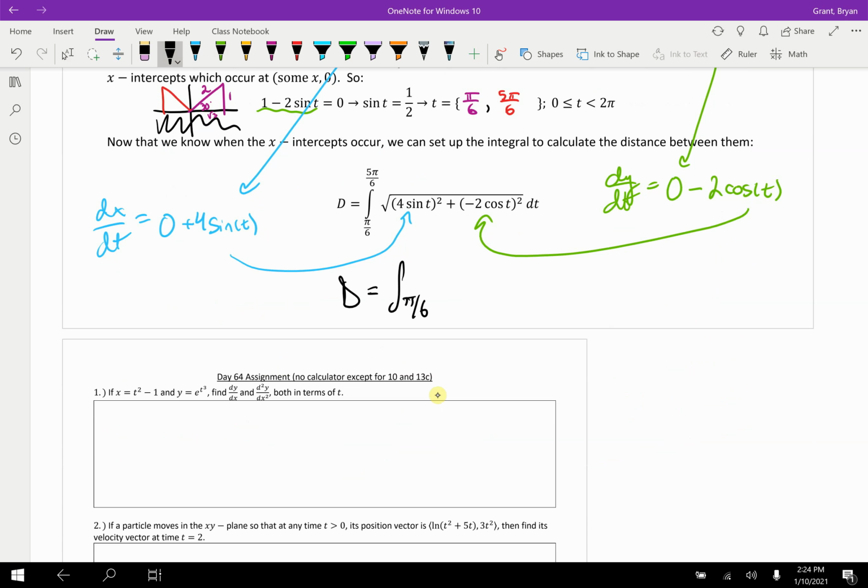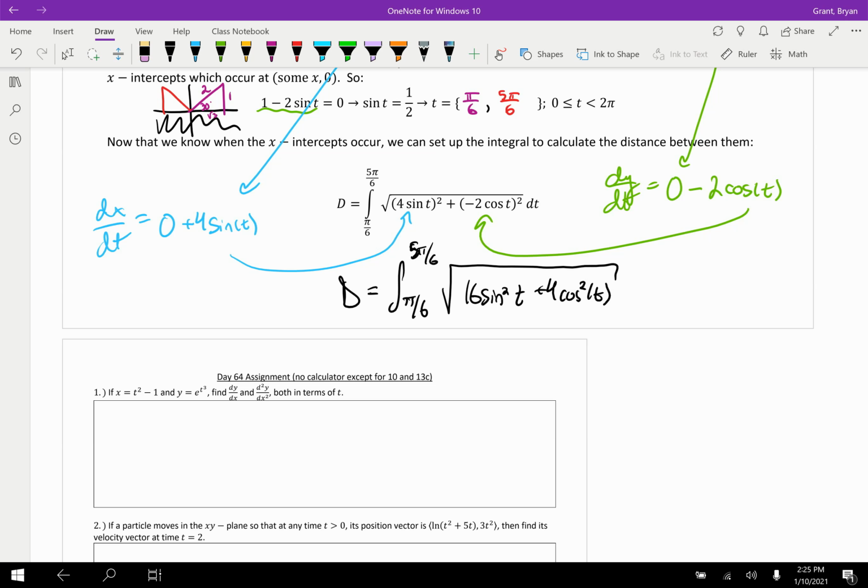We have pi over 6 to 5 pi over 6, and you could say that this is something like 16 sine squared t plus 4 cosine squared t. You might be tempted to say, oh, that's just 1, but it's not. They have different coefficients, so I think that's not going to work for you, unfortunately. But either way, there we go, and that is all.